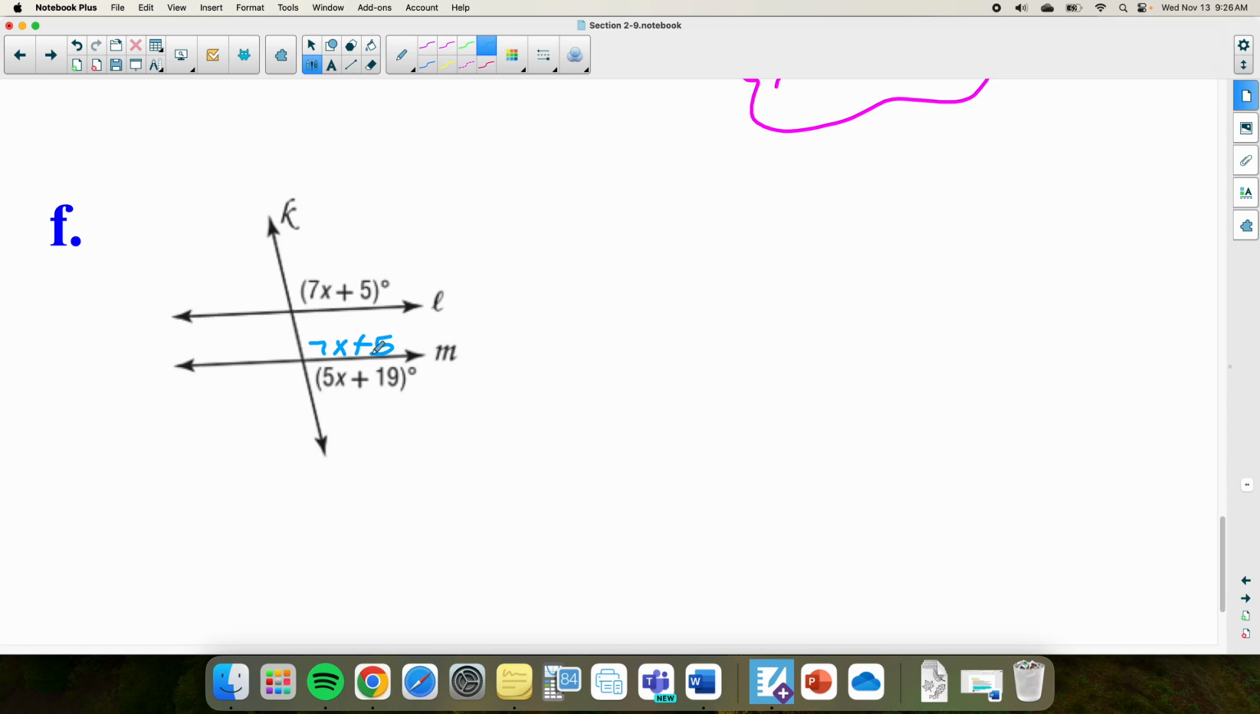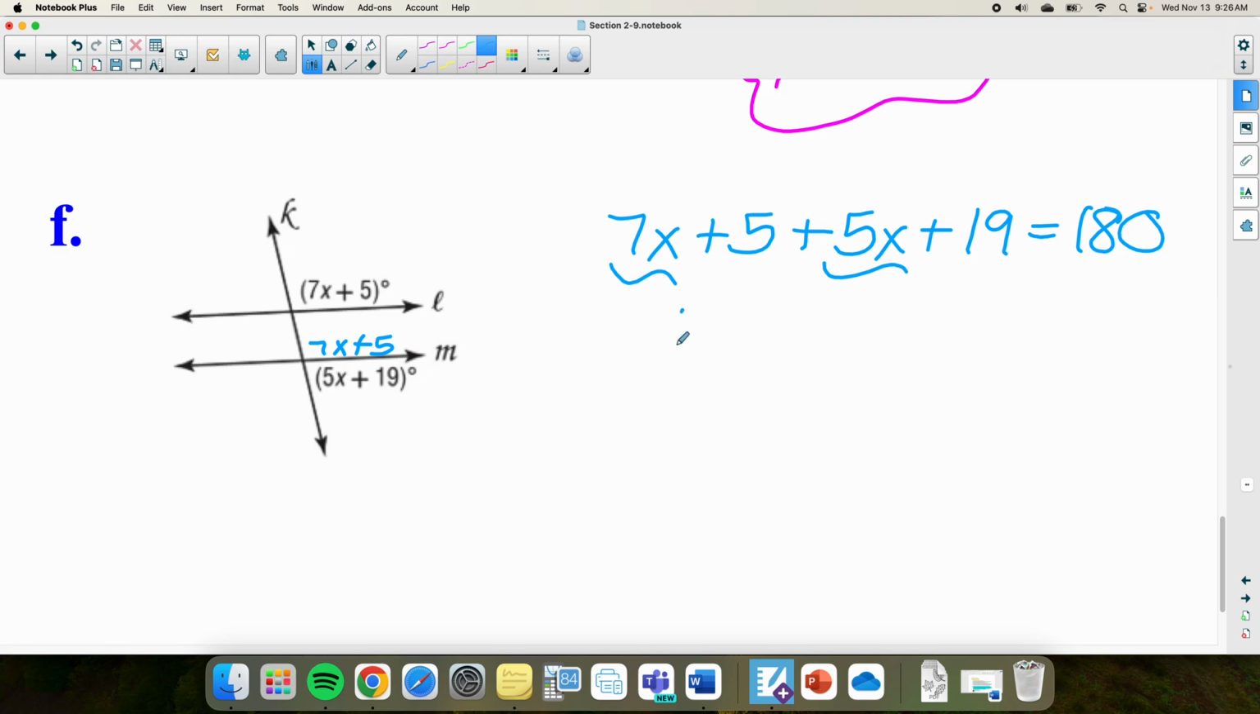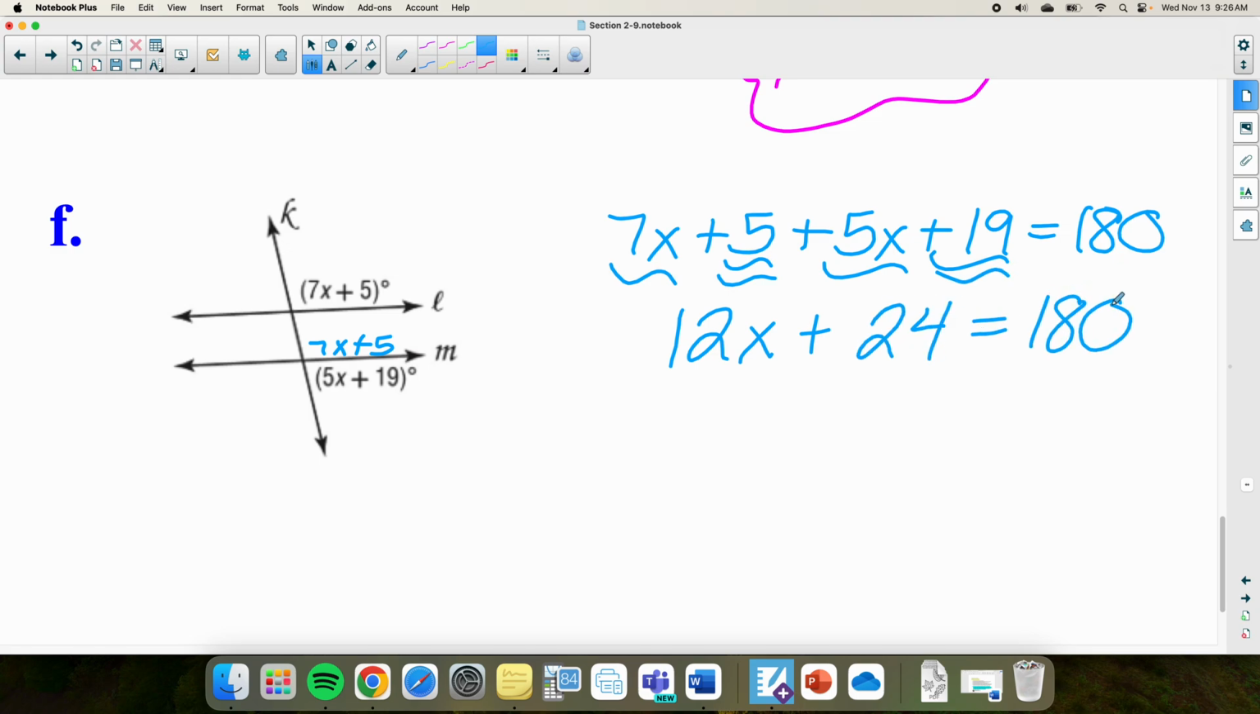When you do that, these two now become a line. And what do we know when you have two angles become a line? They equal 180. So they're a linear pair now. So I can say 7x plus 5 plus 5x plus 19 is equal to 180. So we have 7x plus 5x is 12x. 5 plus 19 is 24, and that equals 180.